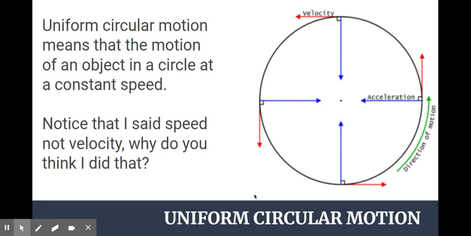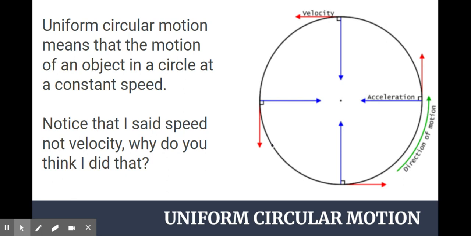Velocity is a vector. All right, so why would I say constant speed, which is a scalar, instead of velocity, which is a vector? Well, the fact that velocity is a vector suggests that direction matters. And if an object's moving in a circle, it's constantly changing direction, which means its velocity is constantly changing. So we can't claim that an object moving in a circle has a constant velocity. That's impossible. If it had a constant velocity, it would be going in a straight line, not a circle.